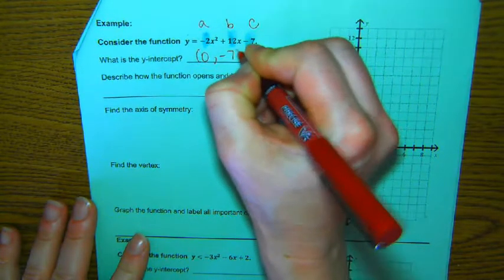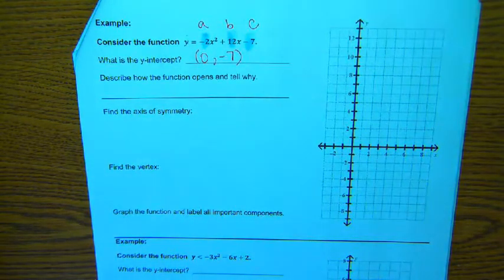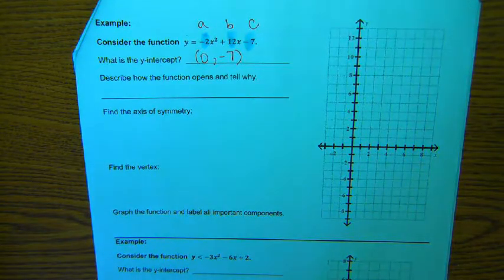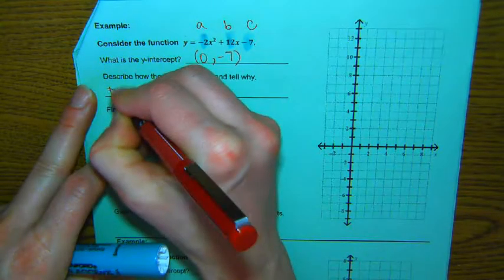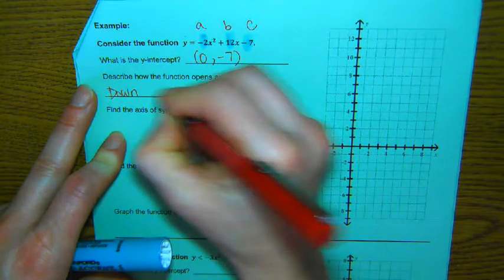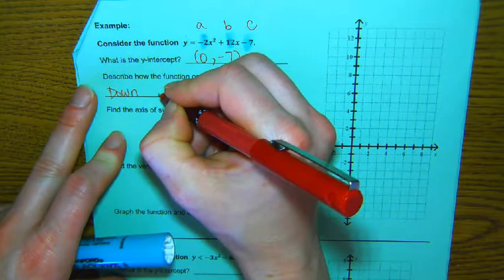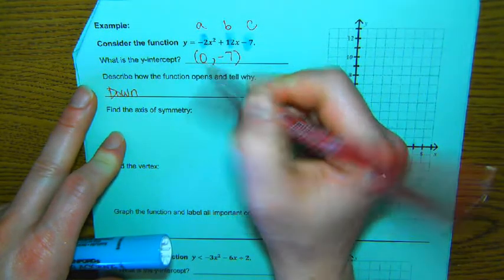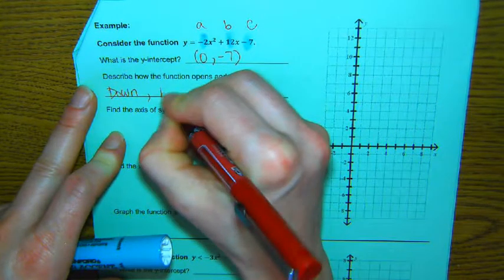Can somebody tell me, does this open up or down? Good. How do you know? Because what's negative? Good. Tell me A. Or the number in front of x squared. Down because A is negative.